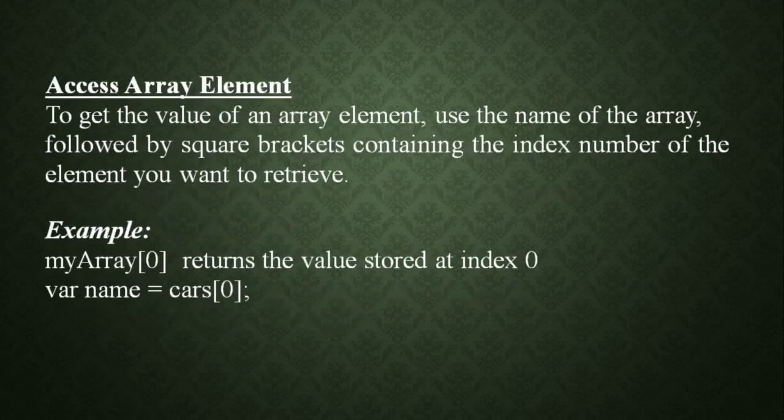Access array element. If I want to know a specific element, that is cars[0], cars[1], cars[2], cars[3]. To get the value of an array element, we use the name of the array followed by square brackets containing the index number of the element that we want to retrieve. Here in this example, my array[0] returns the value that is stored at index 0. Similarly, cars[0] returns the value that is stored at index 0.